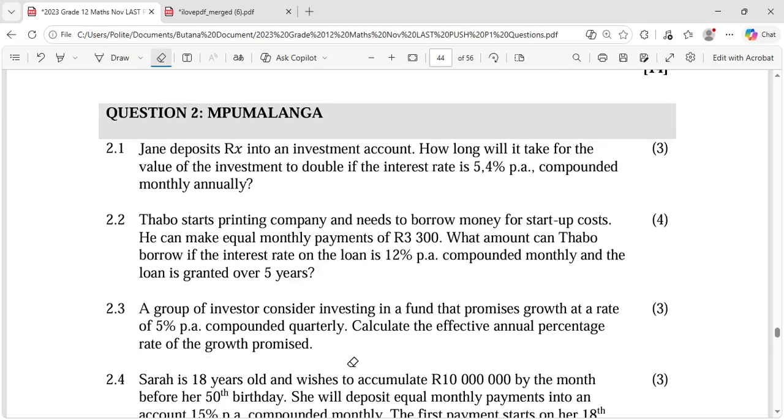Okay, so now I want us to look at this finance question from the Mpumalanga question paper. Let's look at this finance question. Let's work on it very fast. So look at what we are given.